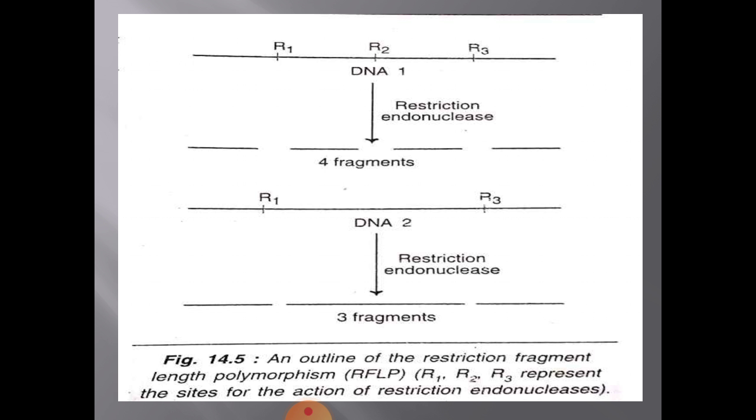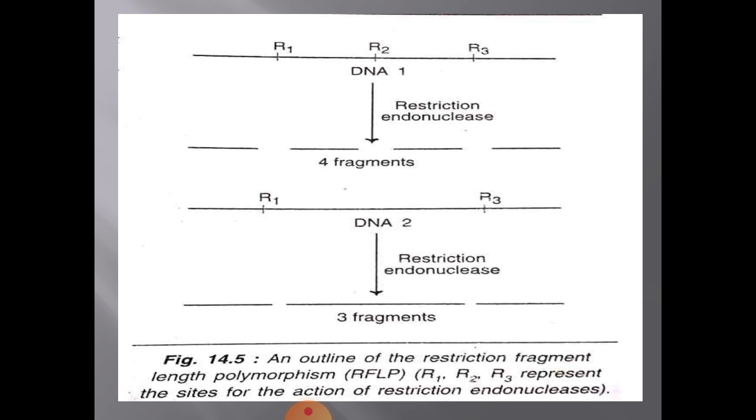And when you cleave them with restriction endonucleases, you will get 4 fragments. I had already told you that you get n plus 1 number of fragments, where n is the number of restriction sites. Here there are 3 restriction sites, n is equal to 3. So n plus 1, the outcome is 4 fragments. This is the fate of DNA molecule 1 after subjecting it to restriction digestion.